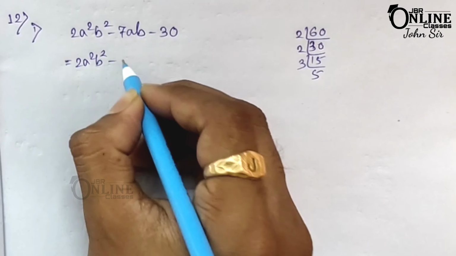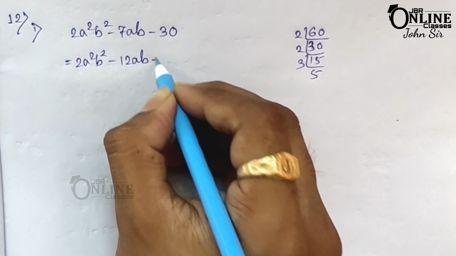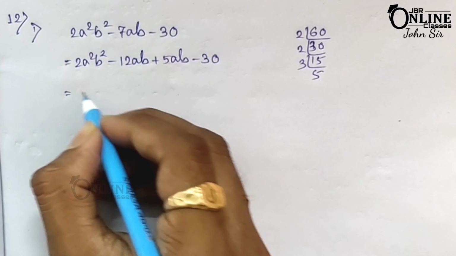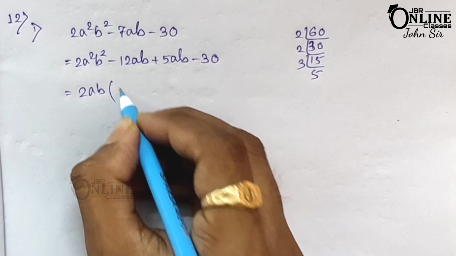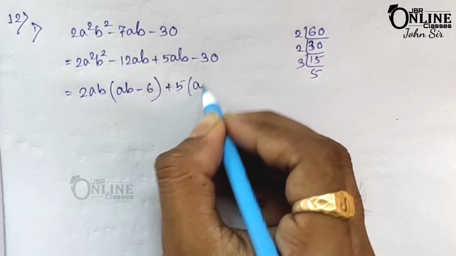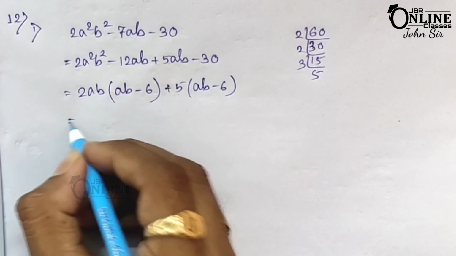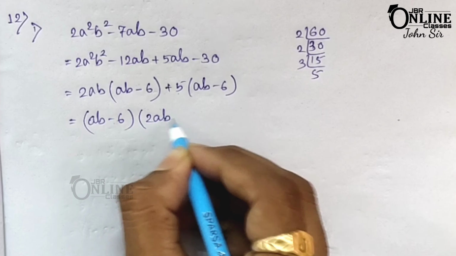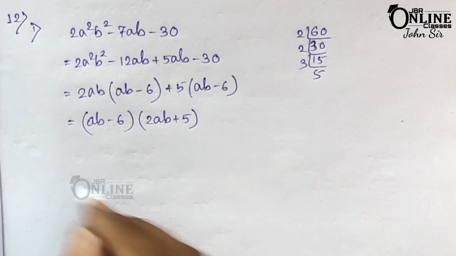So 2a square b square minus 12ab plus 5ab minus 30. So here 2ab common, so ab minus 6, here 5 will be common, so ab minus 6. So the answer will be ab minus 6 and 2ab plus 5.